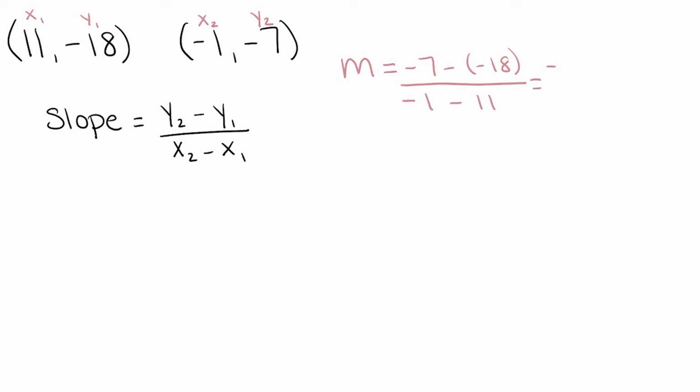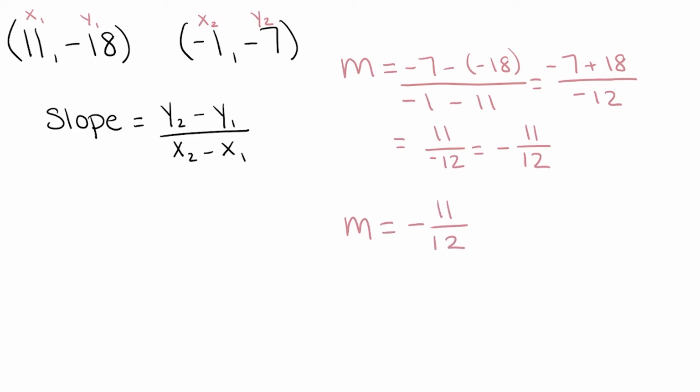-7 minus -18 is the same as -7 plus 18. Anytime we have minus a negative, we're going to add. Then -1 minus 11 is equal to -12. -7 plus 18 is 11. So we have 11 over -12, which is -11 over 12 for our slope.